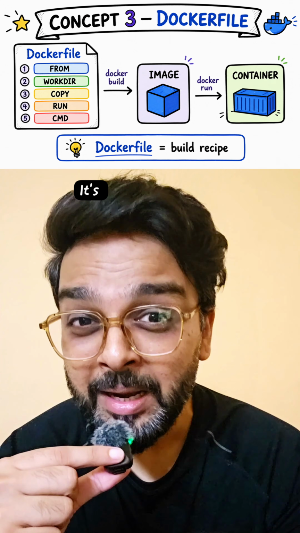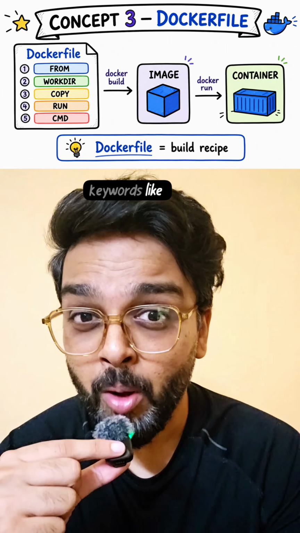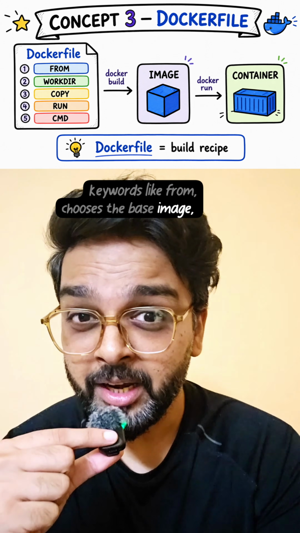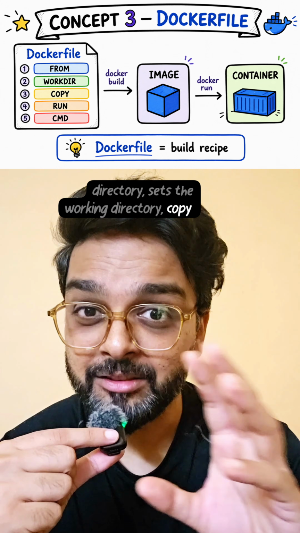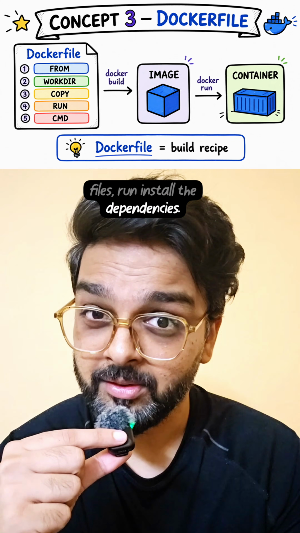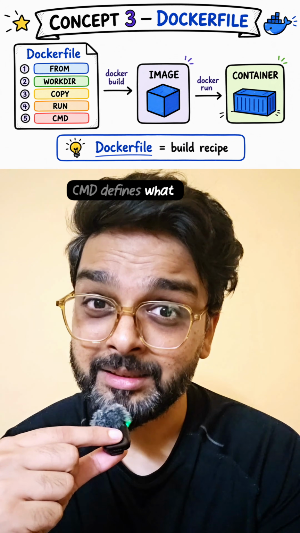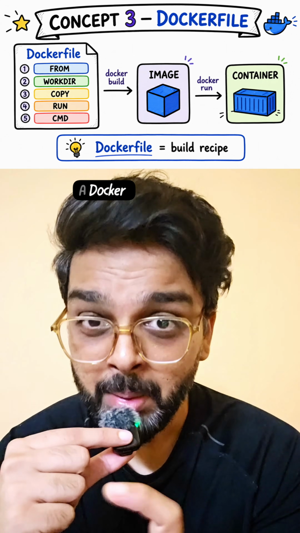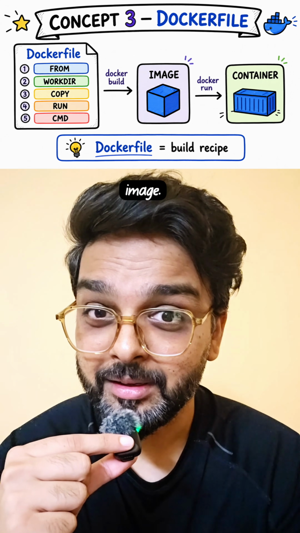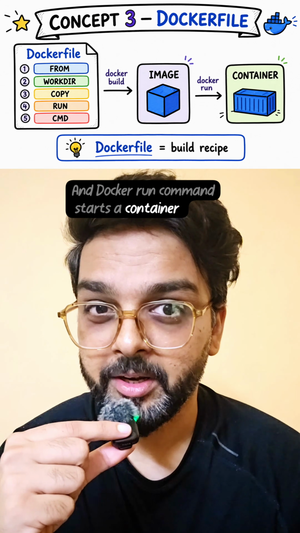With a Dockerfile. It's the build recipe for Docker. Keywords like FROM choose the base image, WORKDIR sets the working directory, COPY adds files, RUN installs the dependencies. CMD defines what starts when the container runs. A docker build turns this Dockerfile into an image. And the docker run command starts a container from it.